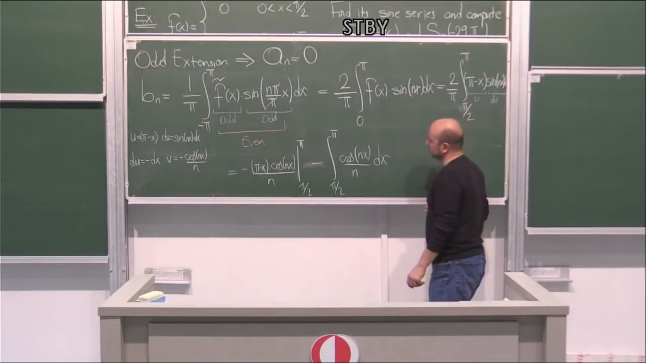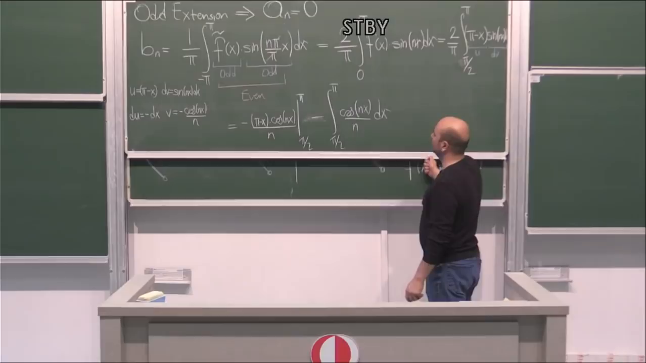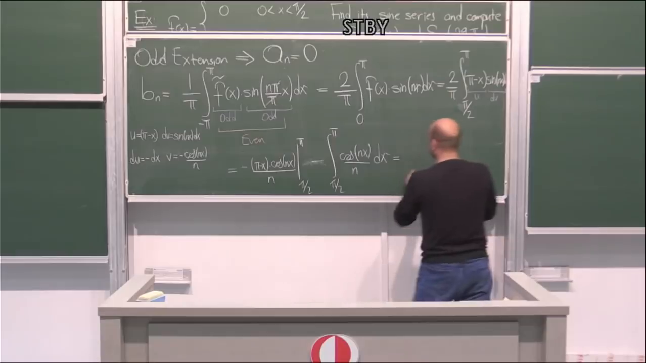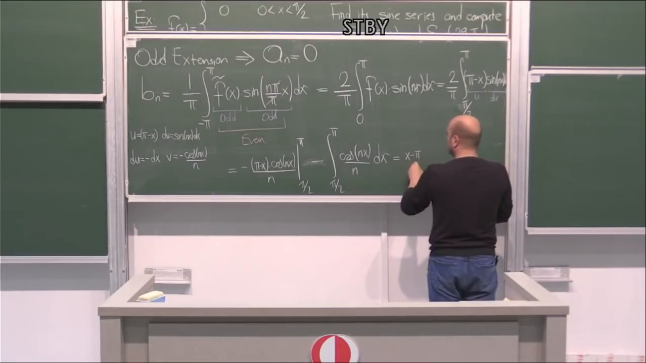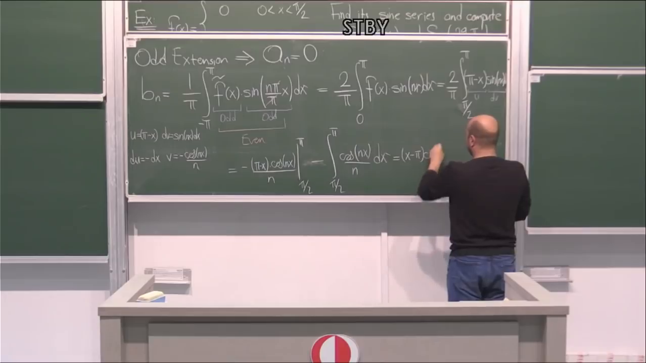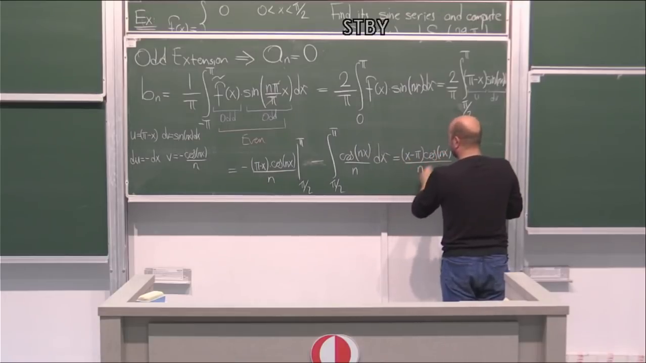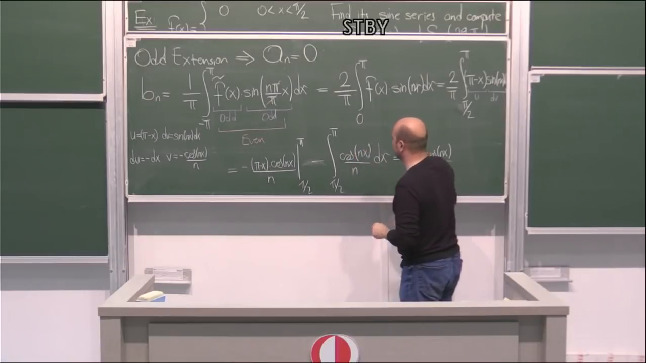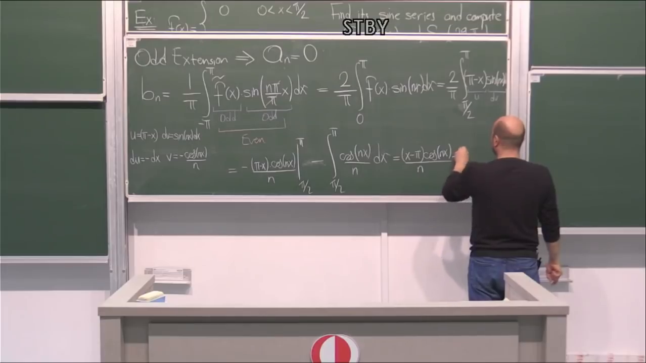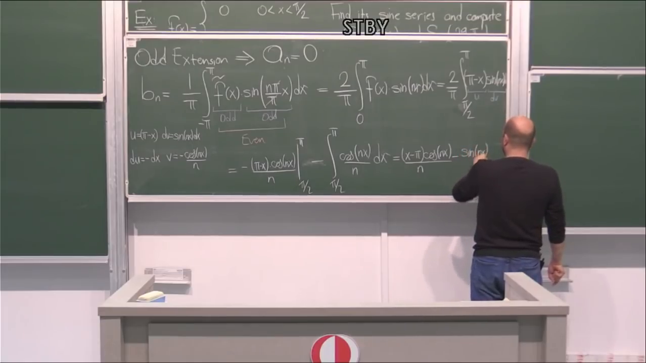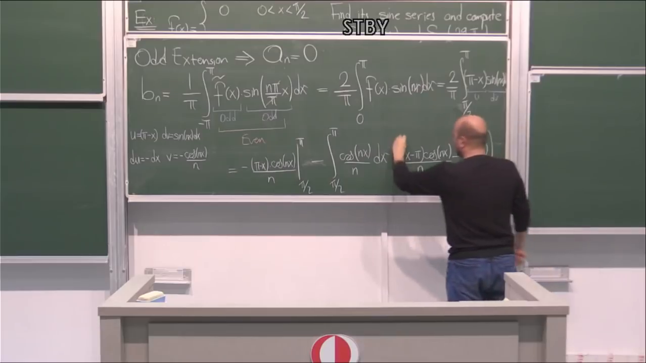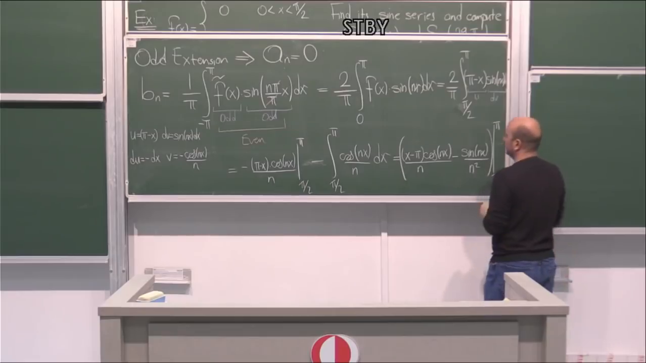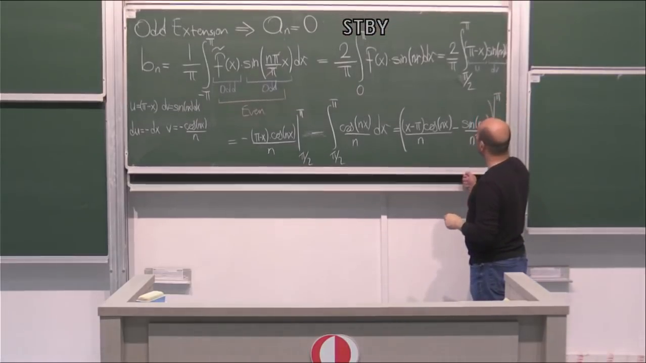Now, let me just write here. Pi minus x is x minus pi if you just do this. So x minus pi times cosine nx over n. If you look at the integral of this, the antiderivative is sine nx divided by n, so there's another n here. So we have minus sine nx over n squared, all together from pi over 2 to pi. This is what we need to do.